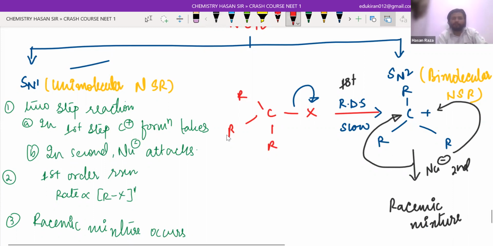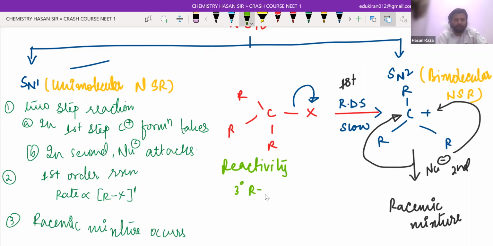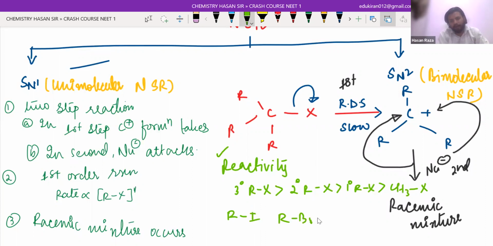Yes. Now the next point, which is very important, if you are going for reactivity, so as you can see, carbocation takes place. So 3 degree alkyl halide, then 2 degree alkyl halide, then 1 degree alkyl halide, and then comes the next, that is CH3. So this is the reactivity of the alkyl halide. If you have the same alkyl group like RI, RBr, RCl, RF, in this, the best leaving group is iodine. So this will be the reactivity order if the alkyl group is the same.